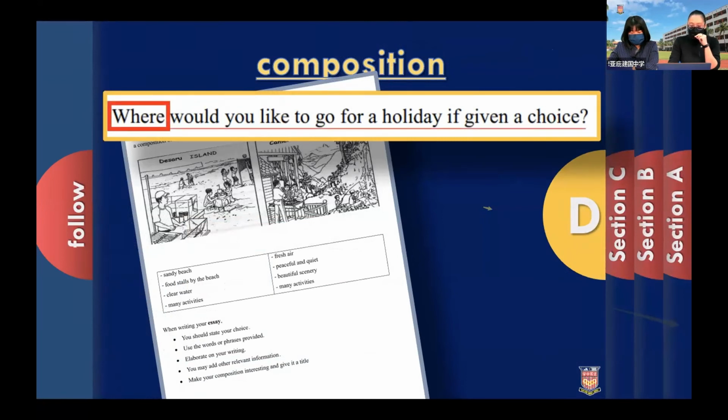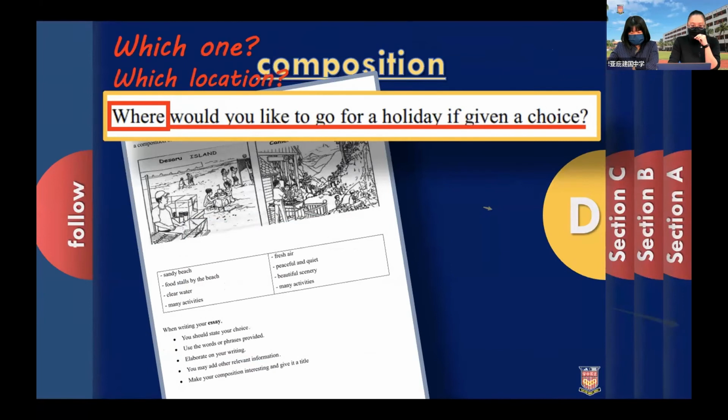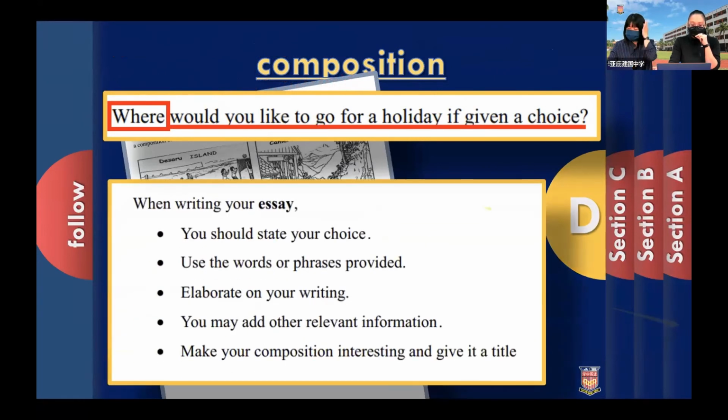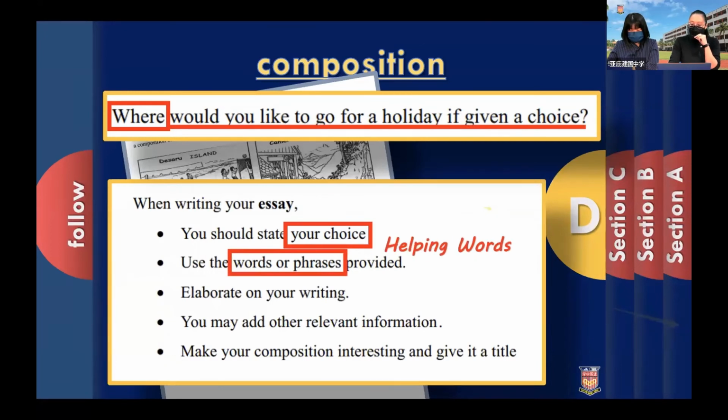Where would you like to go? State the location, either Desaru Island or Cameron Highlands. And here, when writing your essay, you should state your choice. Use the words or phrases provided and the helping words.